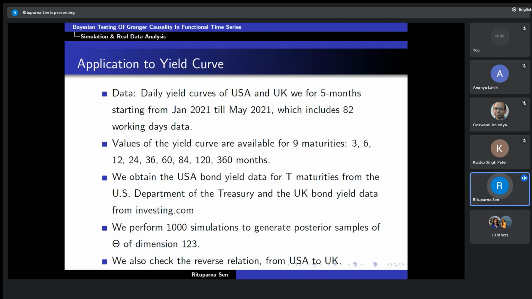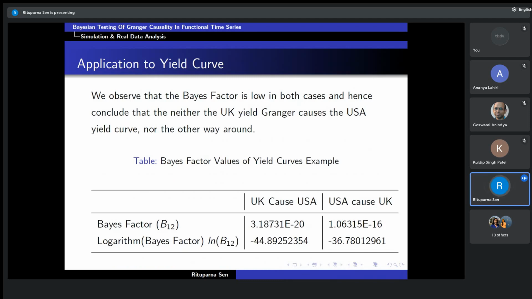And so we checked both relations, whether the US yield curve is Granger causing the UK yield curve, and again the other way around, whether the UK yield curve is causing the US yield curve. And what we see to our disappointment is that none of these causes the other.